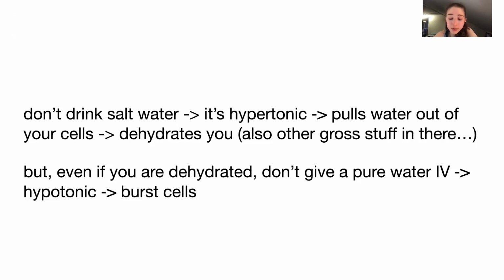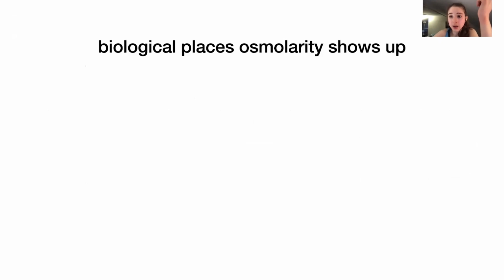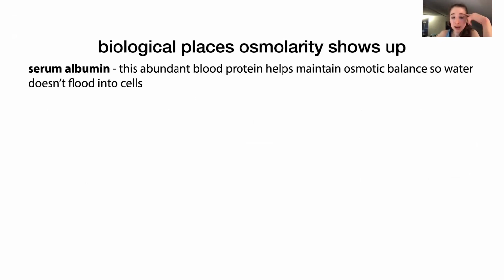So this brings some important concepts: if something is hypotonic, then water is going to flow in, and this can cause things to burst. If things are hypertonic, water can flow out, and this can cause things to shrivel up. So in biology, we see a lot of mechanisms to try to compensate for this. In our blood, we have this really abundant protein called serum albumin, and it's going to help maintain the osmotic balance so water doesn't flow into cells.